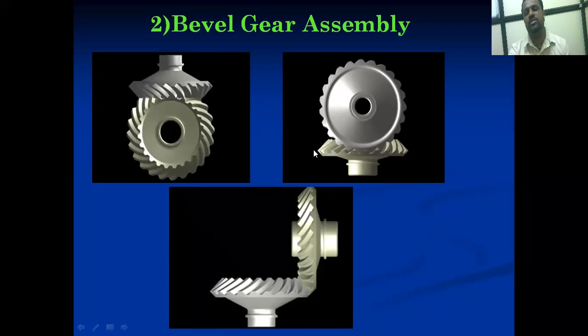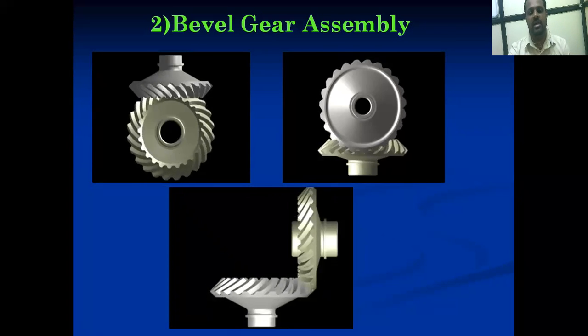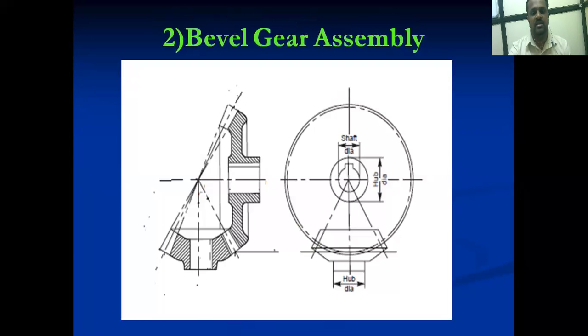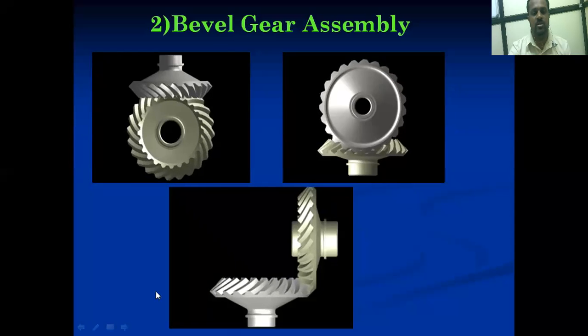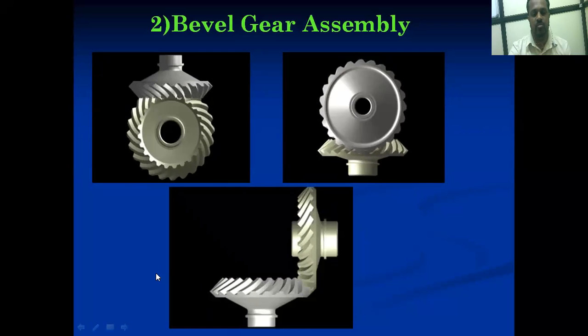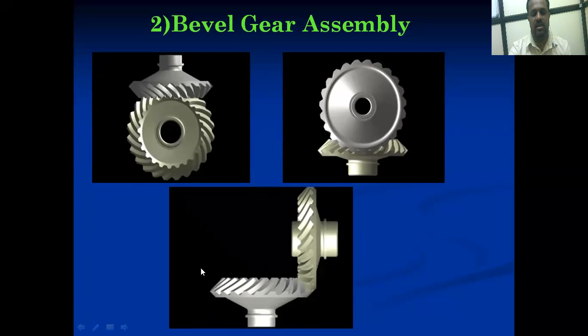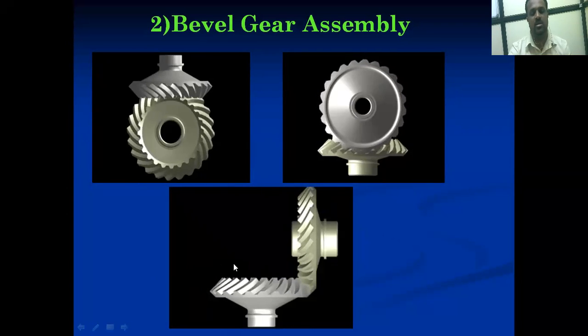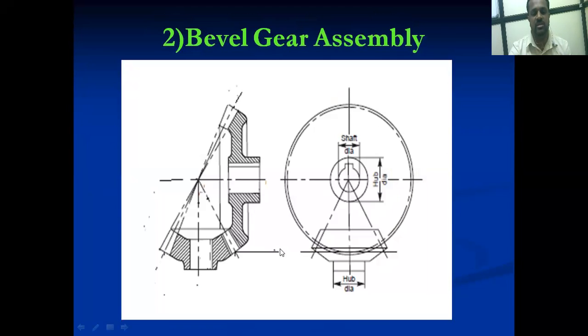Then how to draw the conventional representation for that dual gear assembly. You have to first try to understand this figure, and from this figure only, by imagination, we have to draw this conventional representation for the assembly.